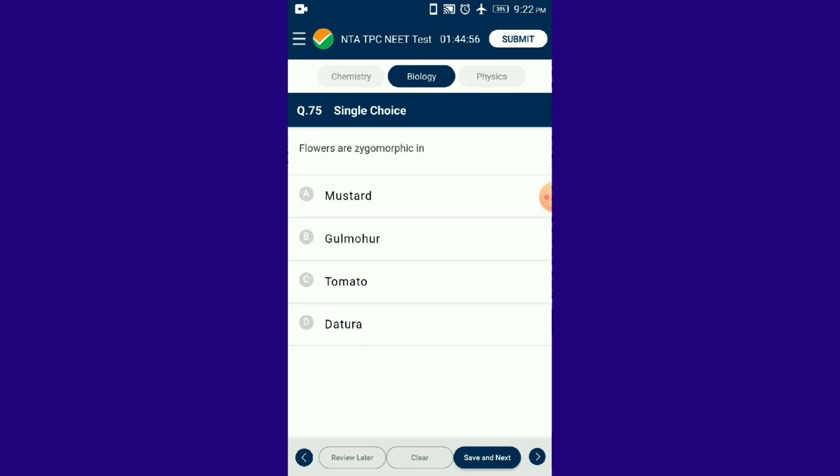Question number 75. Flowers are zygomorphic in which plant? The flowers have two types of symmetry. One is actinomorphic, which is also called radial symmetry, and the other one is bilateral symmetry, otherwise called zygomorphic. The answer is option B.